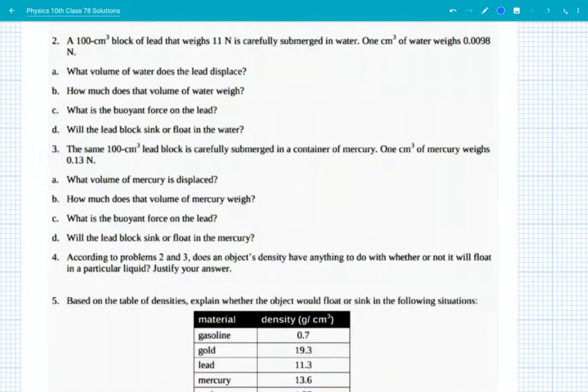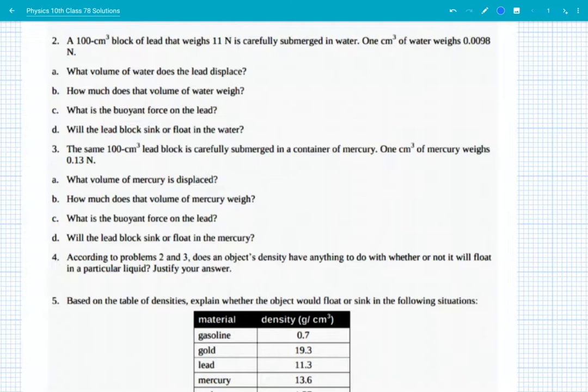1 centimeter cubed of mercury weighs 0.13 newtons. So before I even answer A, in my mind, I'm thinking, okay, we have 1 centimeter cubed and 100 centimeters cubed. Let's find out how much 100 centimeters cubed weighs. What's the weight is what we want to find. Let's find out how much 1 centimeter cubed of mercury weighs compared to 100 centimeters cubed. So if we want to know 100 centimeters cubed of mercury, we're just going to multiply the weight of 1 centimeter cubed by 100. I hope that made sense.